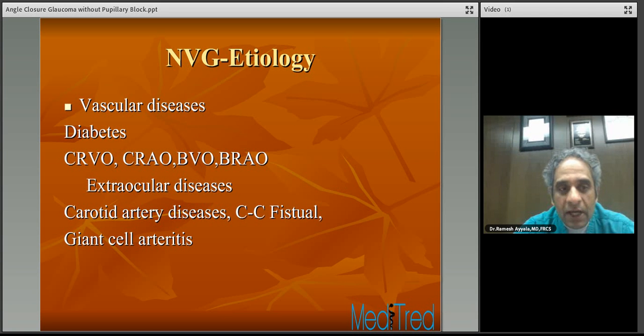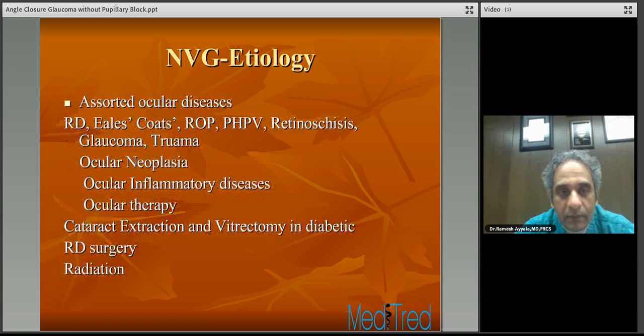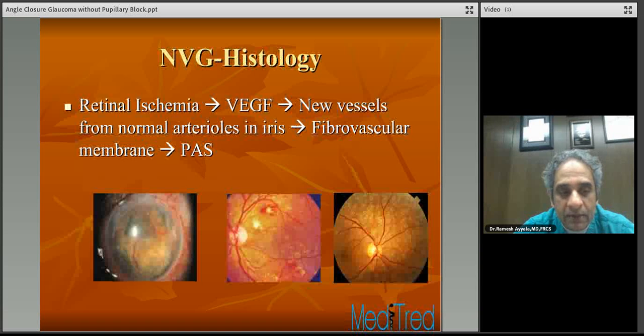The etiology of neovascular glaucoma: all of you probably are aware of the top three, diabetes, central retinal vein occlusion, and central retinal artery occlusion, as well as branch vein and branch arterial occlusions. And remember, diabetes is the number one cause in the category of ocular vascular disorders, and carotid arterial occlusive disorders are the number one cause in systemic vascular disorders that can lead to retinal ischemia and neovascular glaucoma. All these variety of diseases can lead to retinal ischemia, which subsequently can lead to neovascular glaucoma.